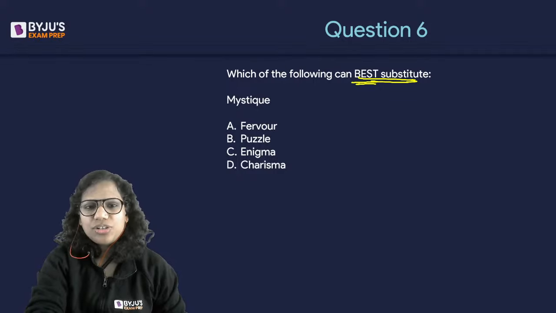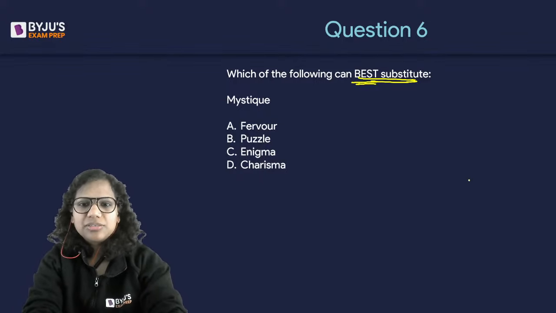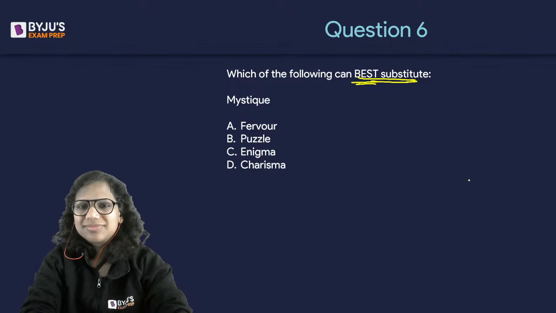Sai says B, all right. Others. Prajwal says A. Sanjeet says B. Mystique is a puzzle associated with the words mystical.